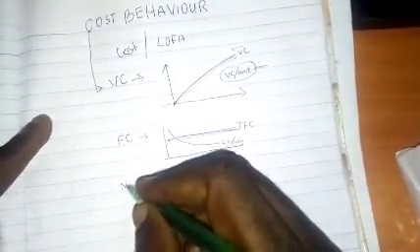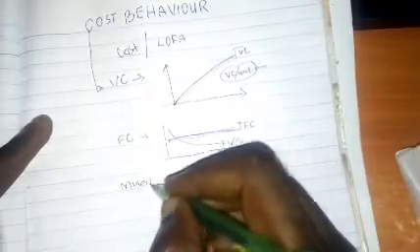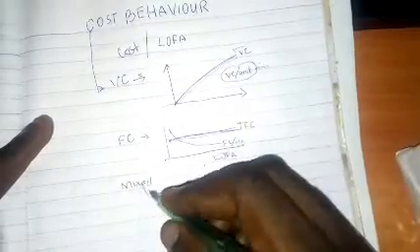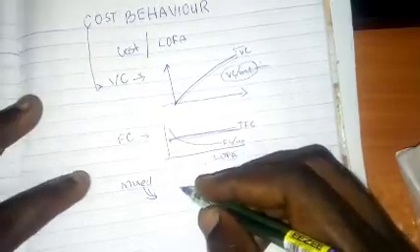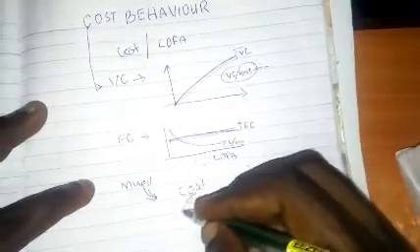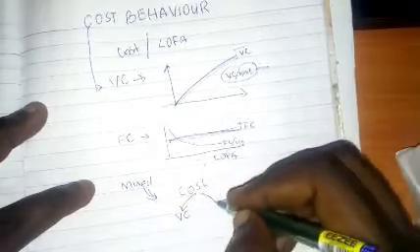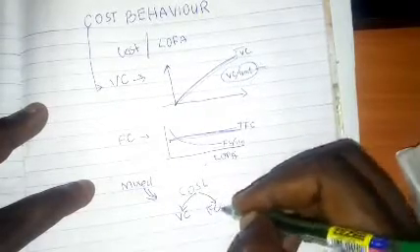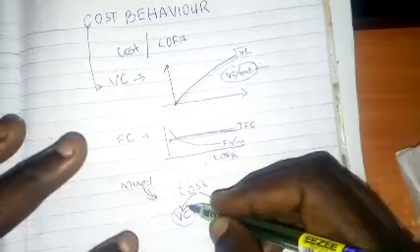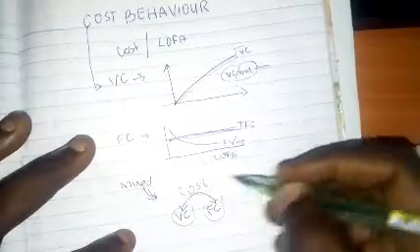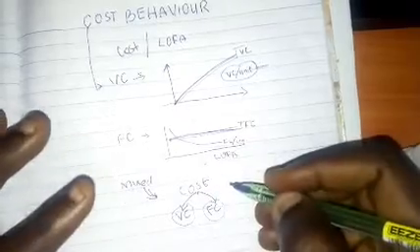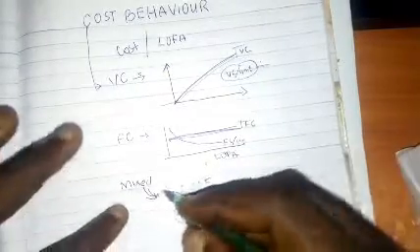But in total, fixed cost remains the same. Okay, class. Then we have the mixed cost. What is mixed cost? It's nothing but a cost that has the components of variable cost and the components of fixed cost. It has the features of variable cost and the features of fixed cost. So that is mixed cost.